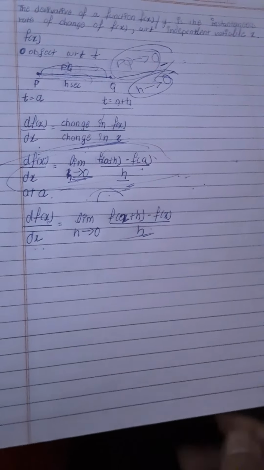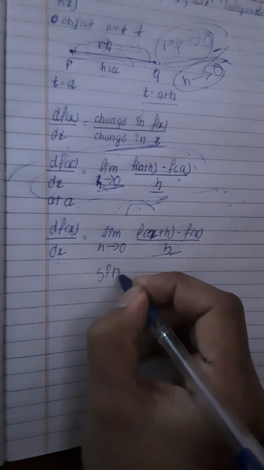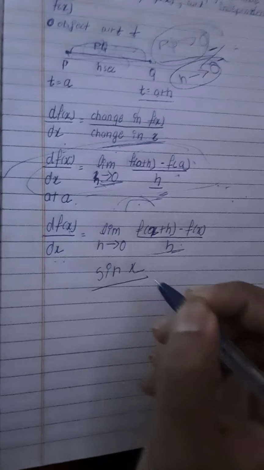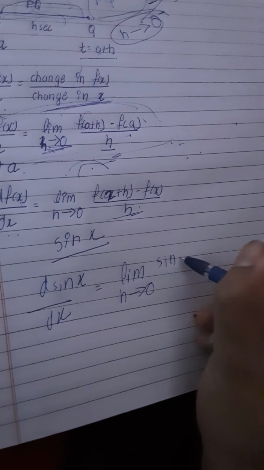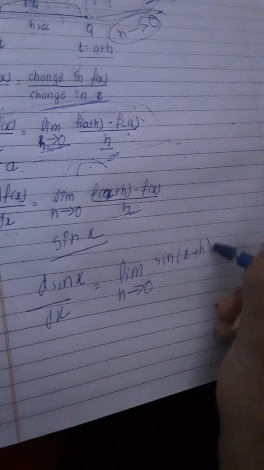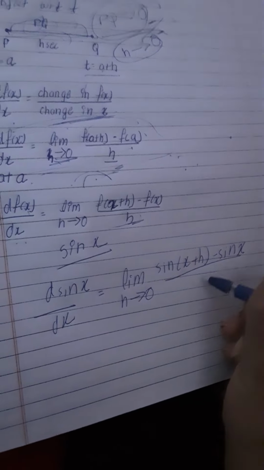Now let's take an example: how about we find the derivative of a very interesting function, sin x, a very common trigonometric function. Invoking this formula, the derivative of sin x with respect to x is the limit as h approaches 0 of sin(x plus h) minus sin x, upon h. Note that we have to solve this limit to find the derivative of sin x.